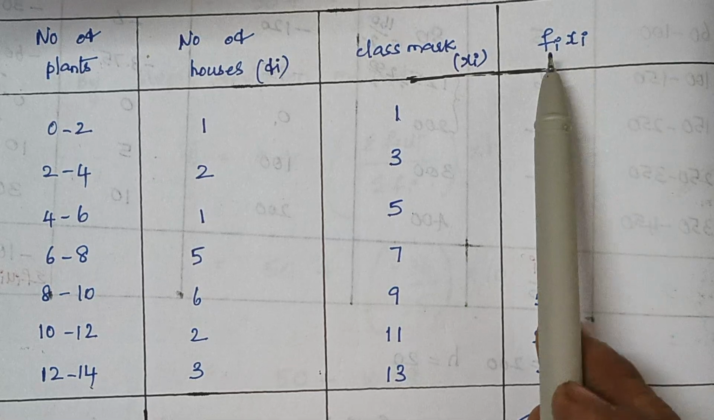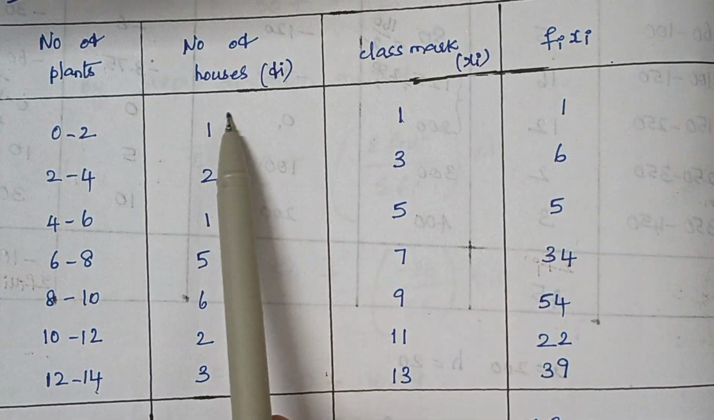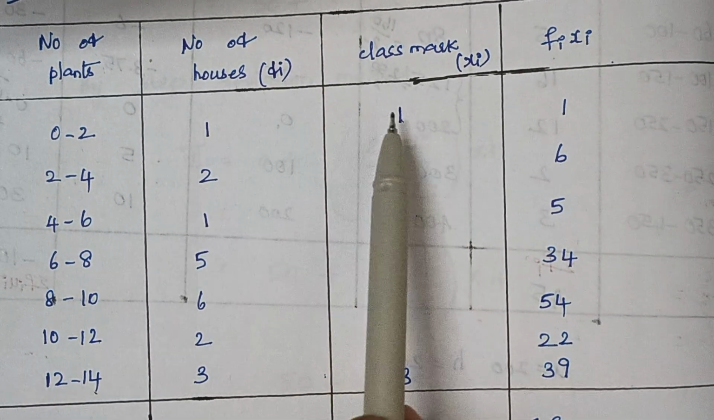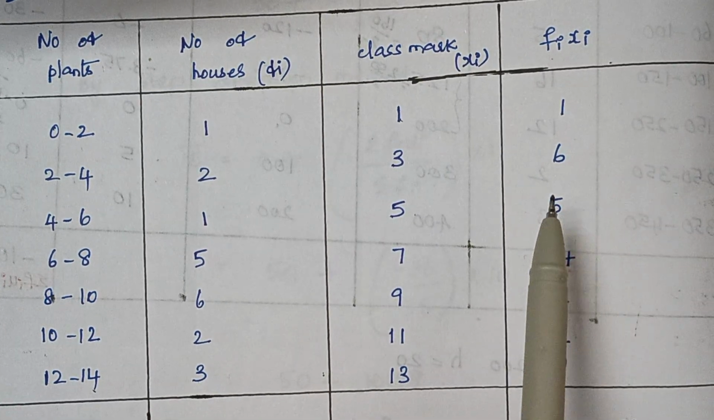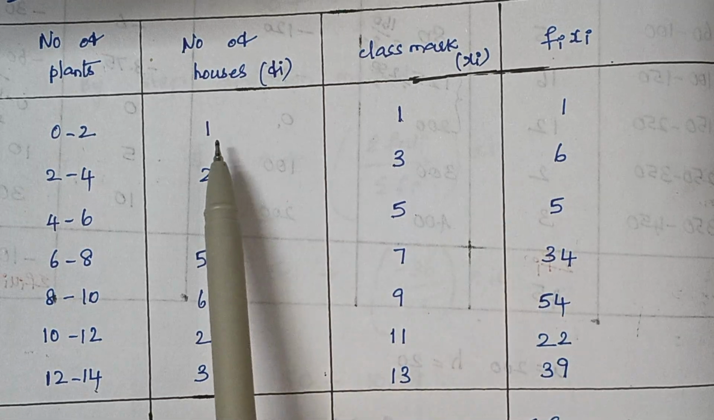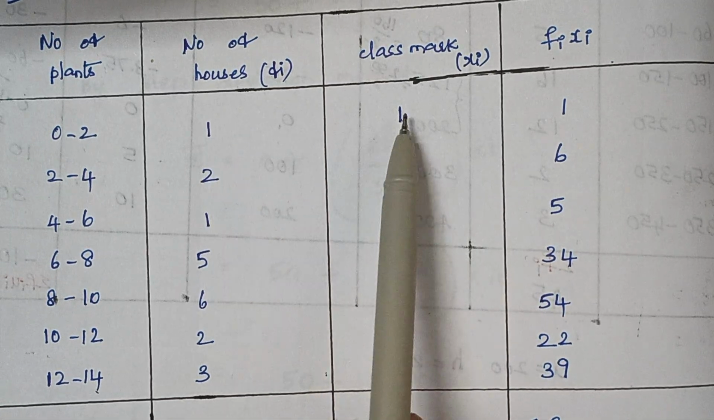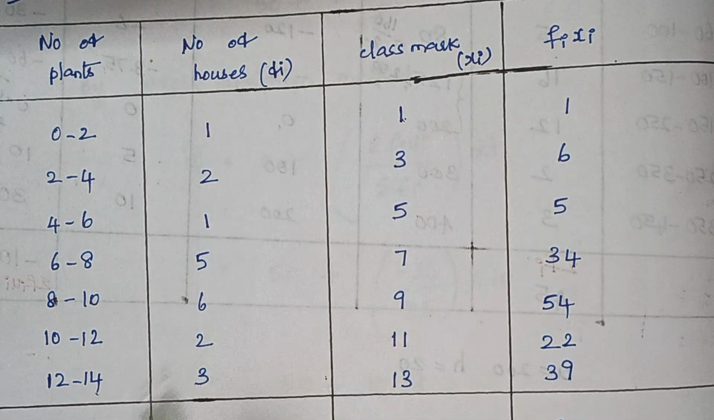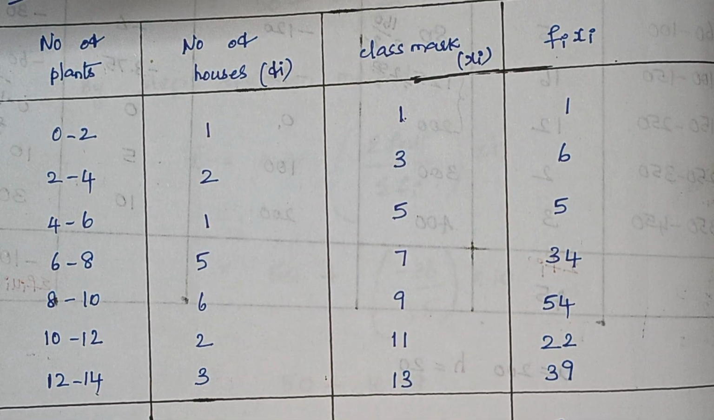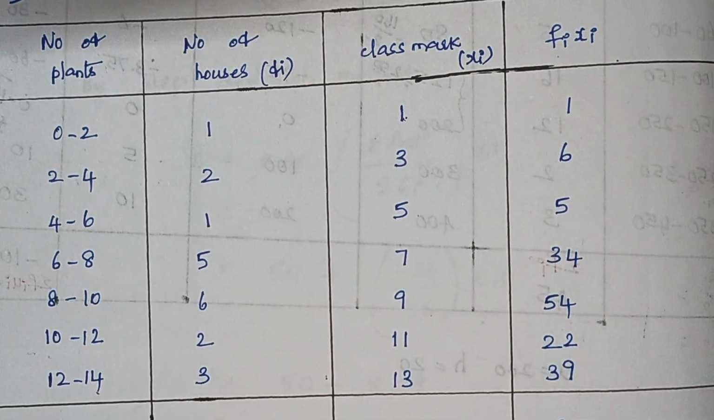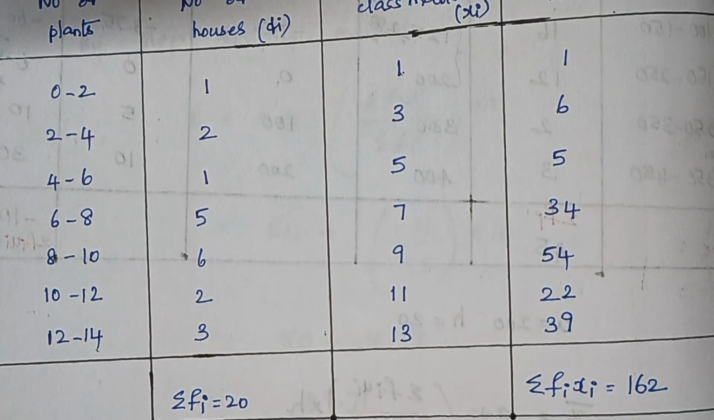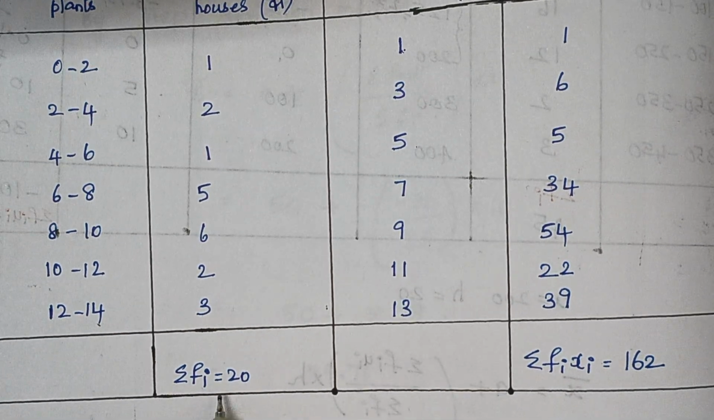The next thing is Fi Xi. This is your Fi and this is your Xi. Just multiply and write down the values. While multiplying, always do it carefully. The first number should be multiplied by the first number. There may be some chances where we can do something wrong with the multiplication, so do it carefully. Once this is done, what we need is the summation of Fi Xi and the summation of Fi.